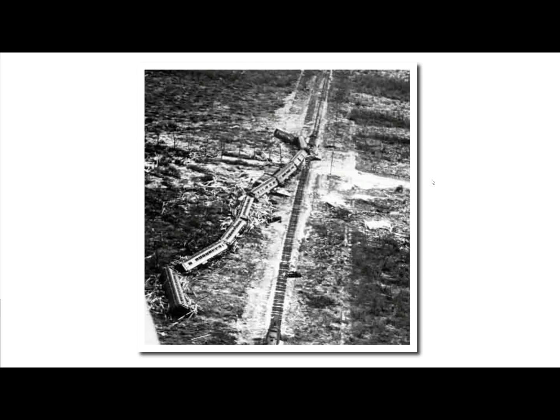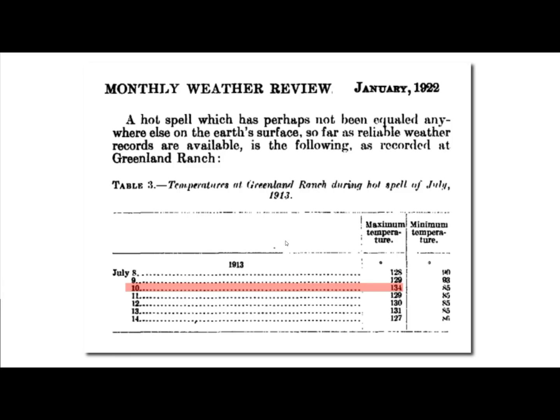Labor Day weekend 1935 brought the most intense hurricane in U.S. history. The Labor Day hurricane of 1935 killed hundreds and hundreds of people. The winds were so strong it blew this train right off the tracks in the Florida Keys. So we've seen that the 1930s brought some unbelievably extreme weather, far beyond anything we've experienced in recent years.